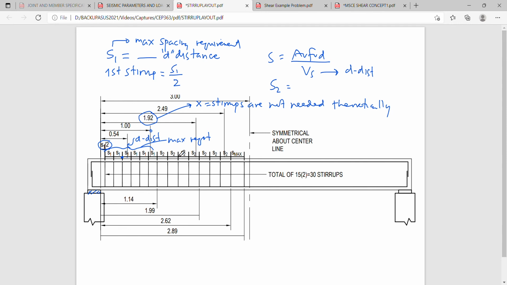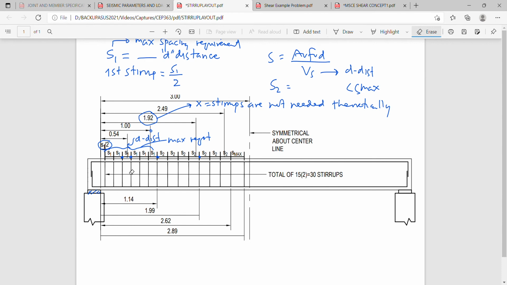So dito, mag-start na yung S2, S2, S2, S2. S2 must always be less than the maximum spacing allowed. So your S max based on your computation. So you stop again somewhere here. Here you stop at this point. I think here you have to stop greater than the allowed. So let's erase this one here. This is the 0.54. So the first stop of S1 is here, and then continue. The next stop is here, and then S2 here.